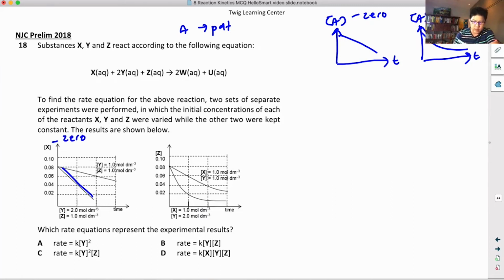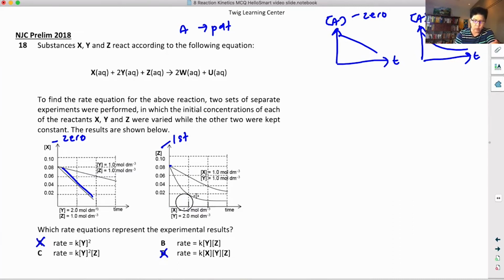And for Z, you can see there's a nice half-life. Starting from 0.08, drop to 0.04, this is it. And then drop another half is here. So you can see that here to here is a half-life, and here to here is also a half-life, right? So the half-life is a constant, which means it must be first order. So with that, I can eliminate D. And with that, I can eliminate A. So you still have to find out about Y.